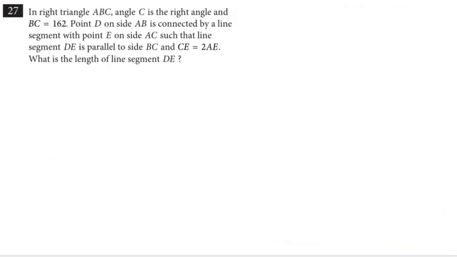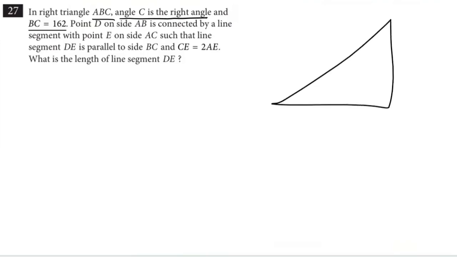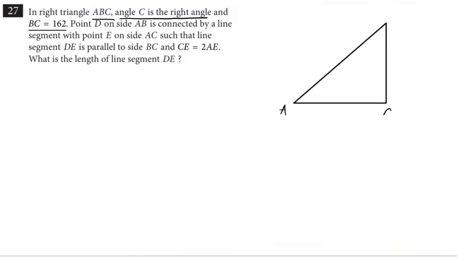Question 27. In triangle ABC, angle C is right angled and BC is 162. Let's make a rough right triangle, like A, and call this C since C is the right angle, and this is B. And BC is 162. Point D on the side AB is connected by a line segment with E on the side AC. There is some point D here and E is here on AC such that the line segment DE is parallel to BC. So I know that E is going to be here somewhere and these sides are parallel.